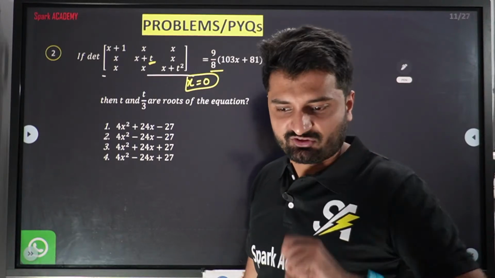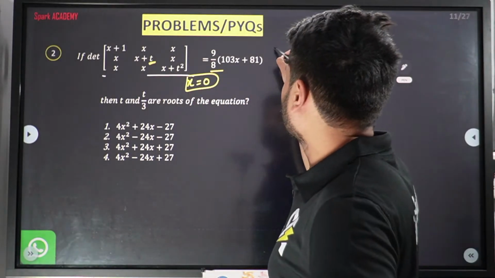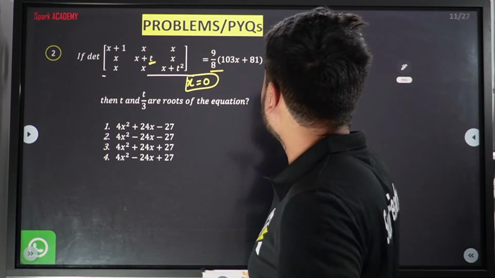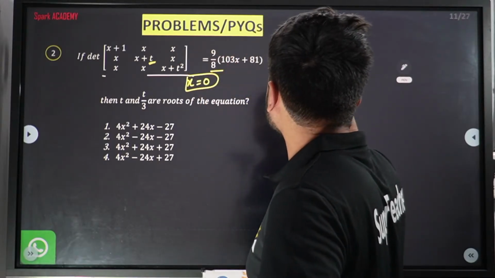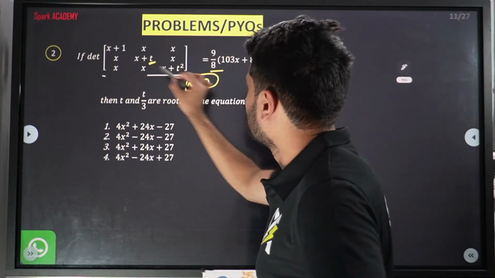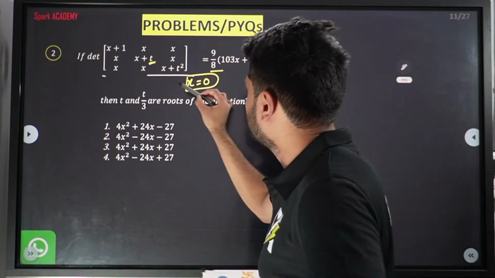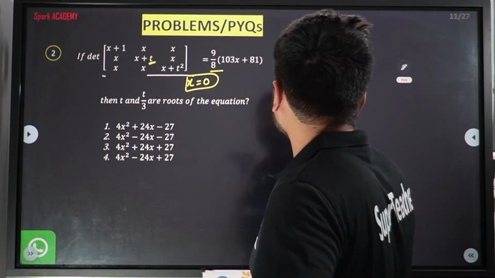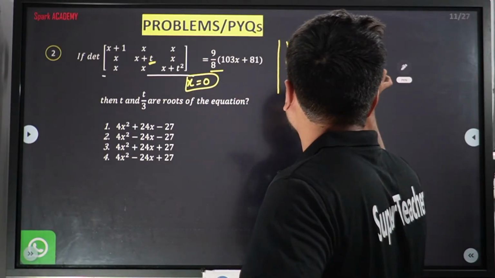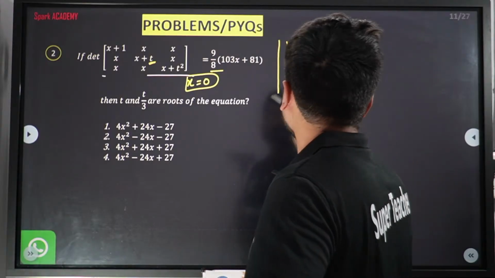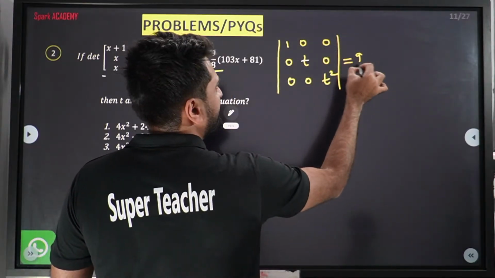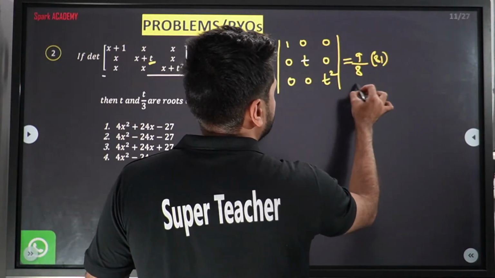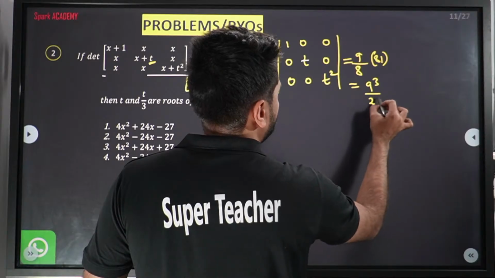What will happen if you give x value 0? Now look at the determinant. 0 plus 1 is 1. It becomes 0. It becomes 0. This is 0. 0 plus t is nothing but t. It is 0. It is 0. This is also 0. This is nothing but t square. That is equal to the right hand side. Now on the right hand side, 9/8 times, this is also 0, into 81. So I can write it as 9 cube by 2 cube.